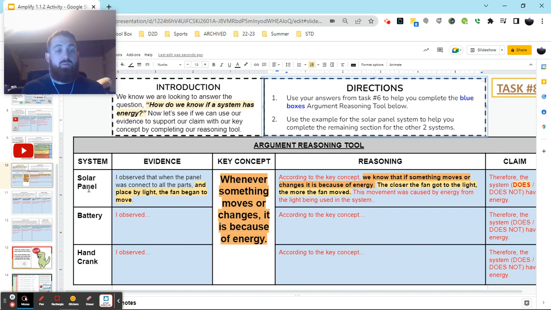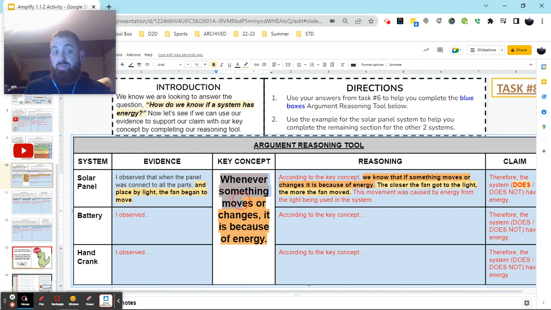For our solar panel, you'll start by putting your observations in as your evidence. Remember, your observations are simple. I observed that when the panel was connected to the parts and placed by the light, the fan began to move. Very simple, very easy. This is what we observed.